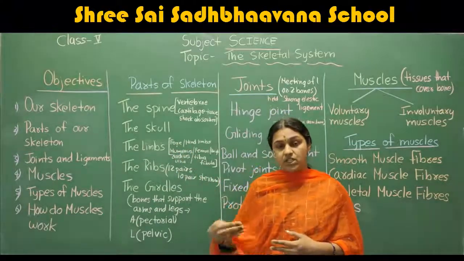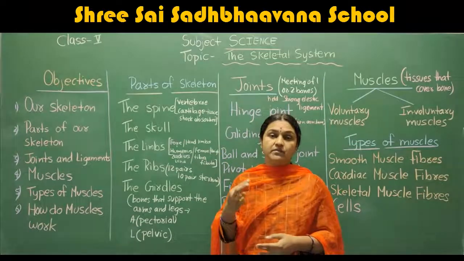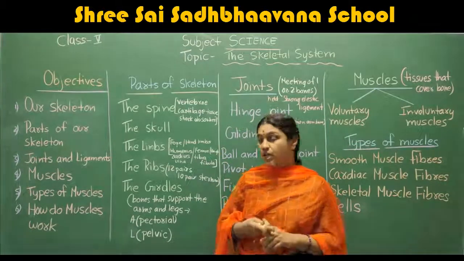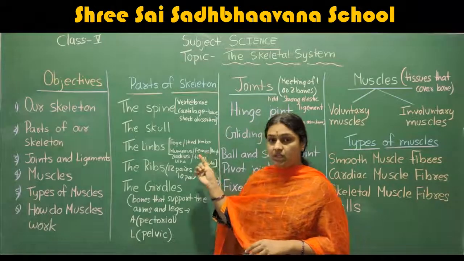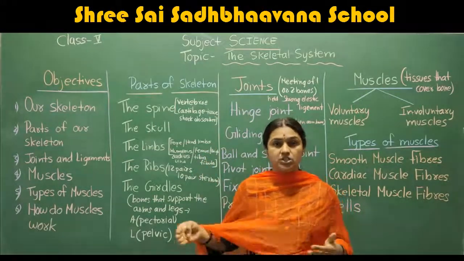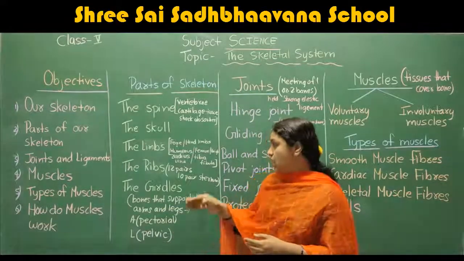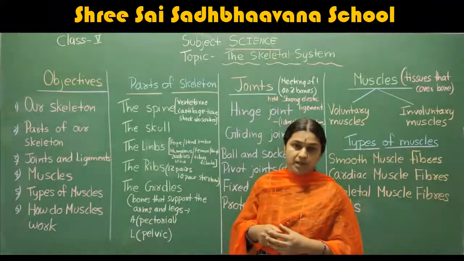The lower limbs are called the hind limbs. These hind limbs also have three bones. The upper bone is called the femur, which forms the thigh bone, and the thigh bone is the longest bone in the human body. The lower bones are called the tibia and fibula.